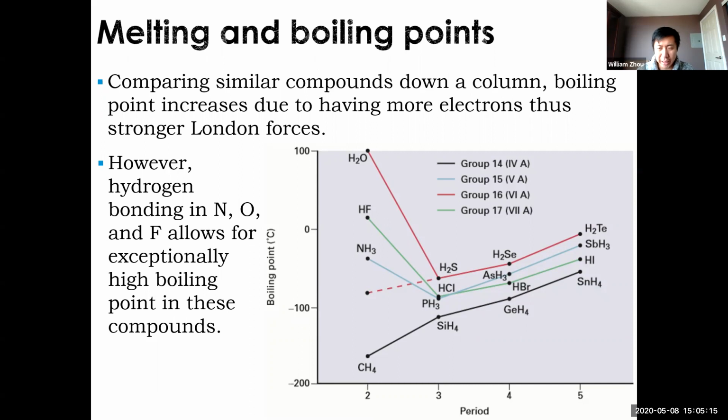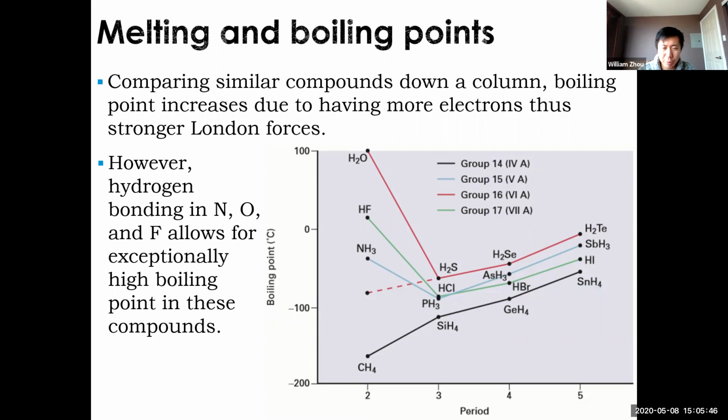HF, HCl, HBr, HI. Those are the acids of the halogens. Iodine has the highest boiling point because it has the greatest number of electrons, greater than bromine. Bromine has more electrons than chlorine. So you would expect HF to have a lower boiling point than HCl. But no, HF has a really high boiling point. It has a positive boiling point. It's above 0, because of the hydrogen bonding that exists in HF.